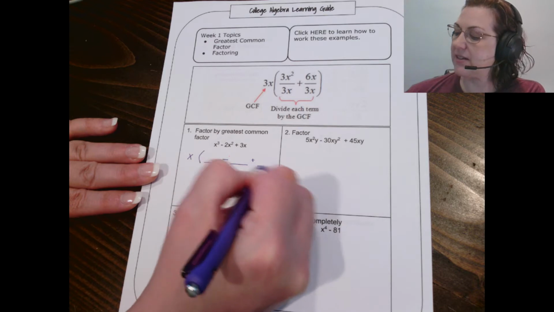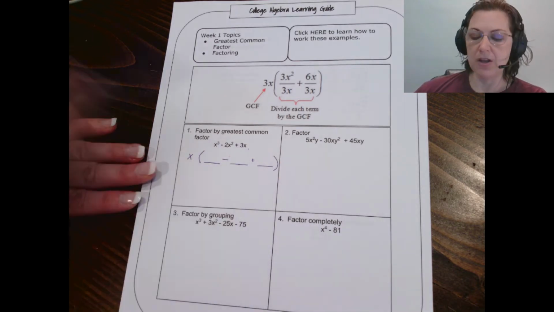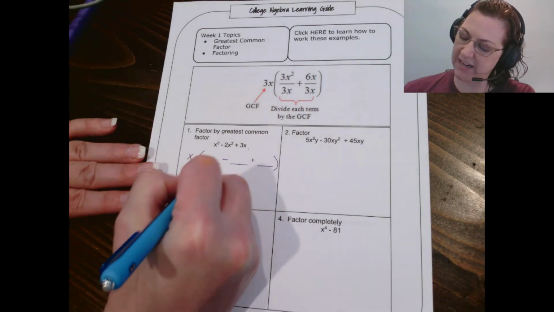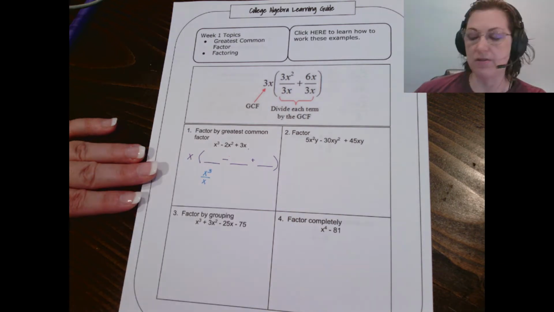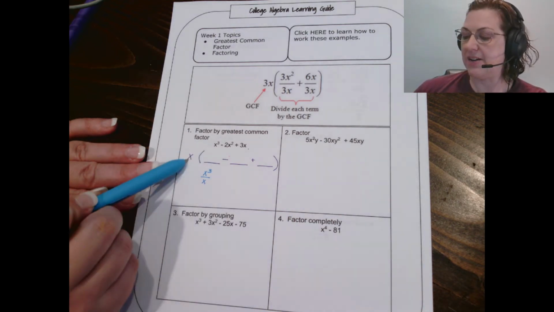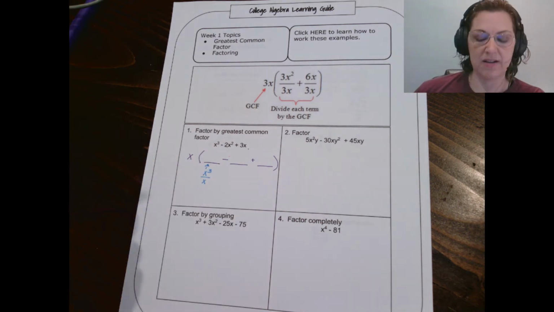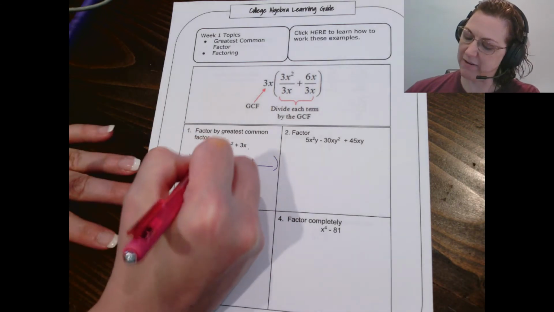Now, those blanks come from the 3 terms that you see here. We're going to fill those blanks with what we get when we take the term and divide by the greatest common factor. That is what I will put in this blank, which is x to the third divided by x, which would be x to the second.